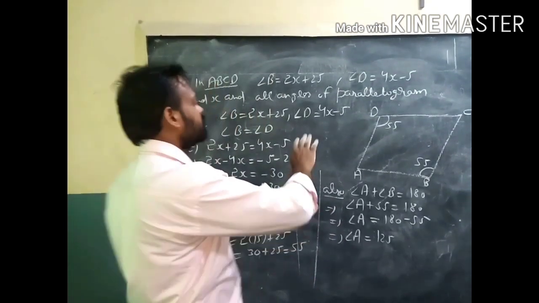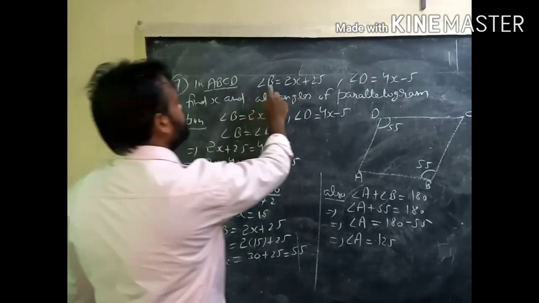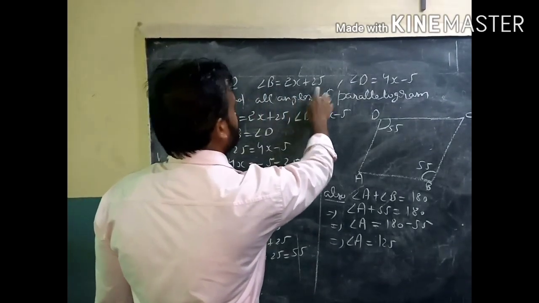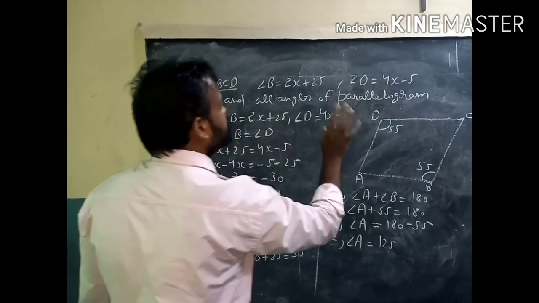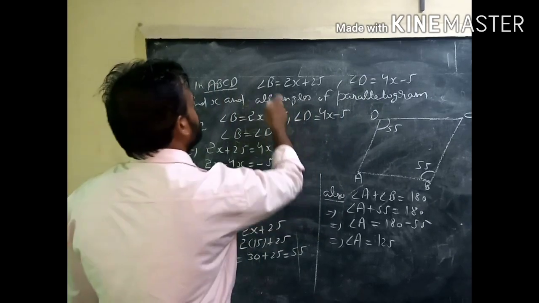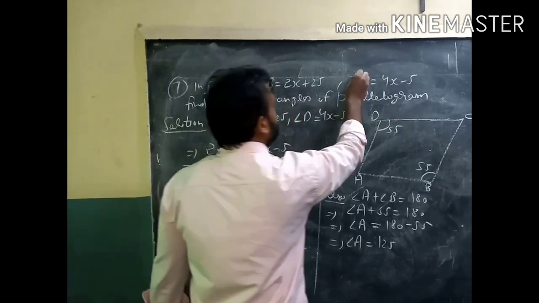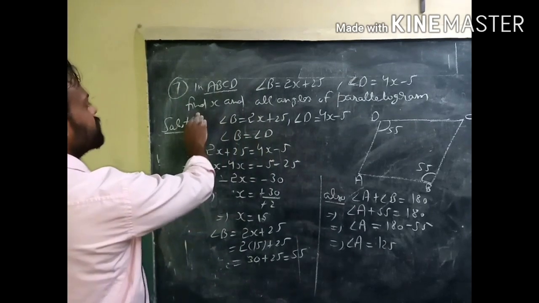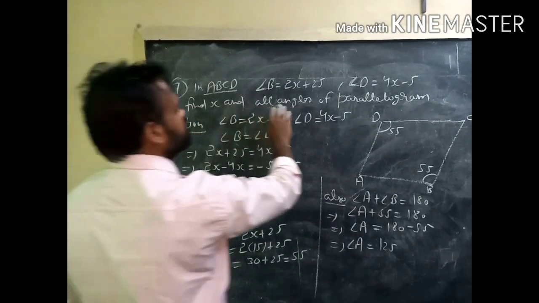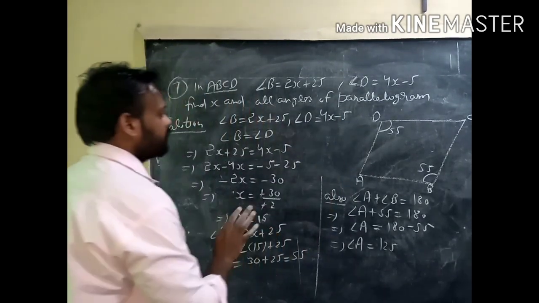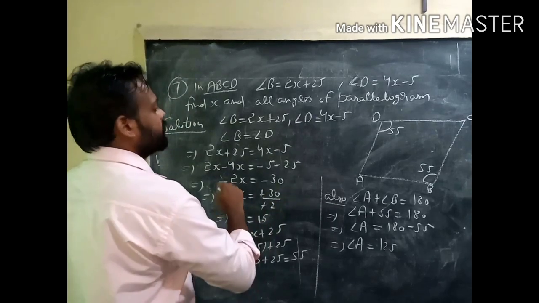Now see in your 7th sum, in ABCD, angle B is 2x plus 25 and angle D is 4x minus 5 is given to us. This time the angles are given, angle B and angle D. In this case we have to find the value of x and also all the angles of the parallelogram. So how can we find these values?